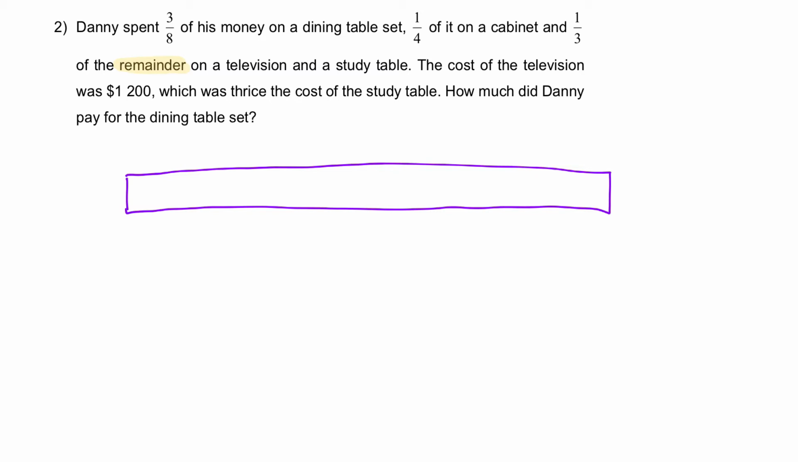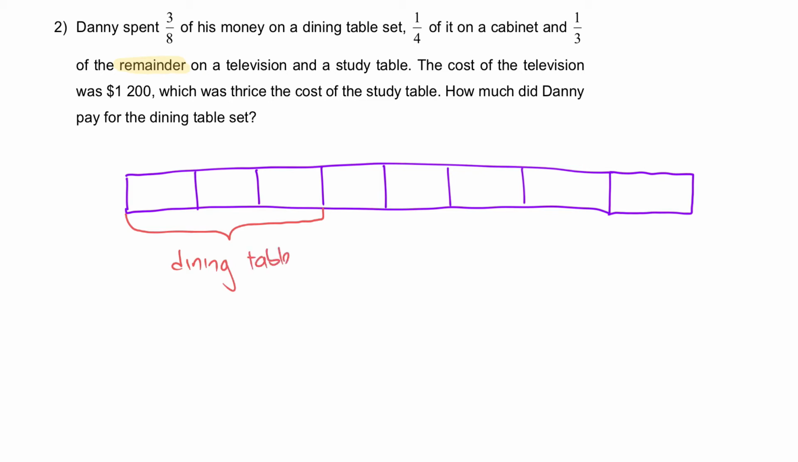Okay, let's utilize the space. 3 out of 8. So we're gonna partition it into 8 units. 1, 2, 3, 4, 5, 6, 7, one more, 8. Let me double check. 1, 2, 3, 4. 1, 2, 3, 4. Okay, so 8 units. And out of these 8 units that Danny had, he spent 3 of it on the dining table. So 1, 2, 3. This is on the dining set. Okay, let's move on. This is done.